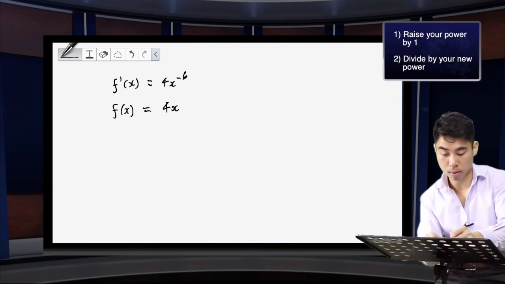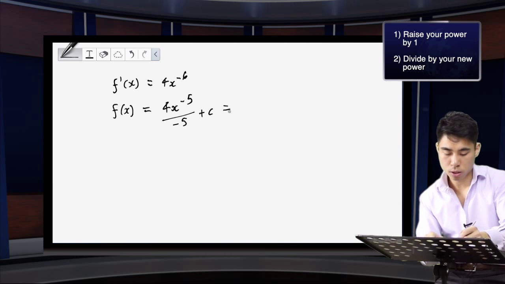So this minus 6 now becomes a minus 5. And I'm now going to divide through by our new power, minus 5. Don't forget your plus c. Okay, and then just tidying this up.